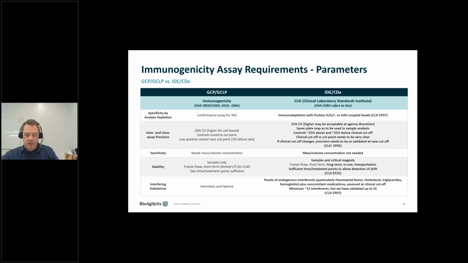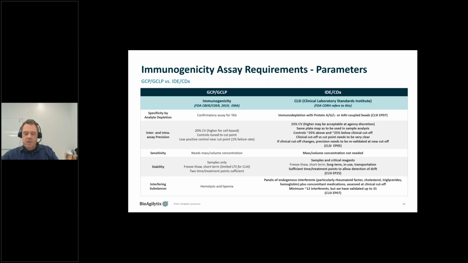As far as sensitivity, I've already alluded to this parameter in discussing the SPC, and that's one of the few elements that's less stringent for devices. Stability is another important consideration. For immunogenicity, just samples are considered for stability. But for devices, critical reagents are also considered for stability. More of a concern for getting pre-market approval for a CDx, but it may be needed for evaluation for IDE.